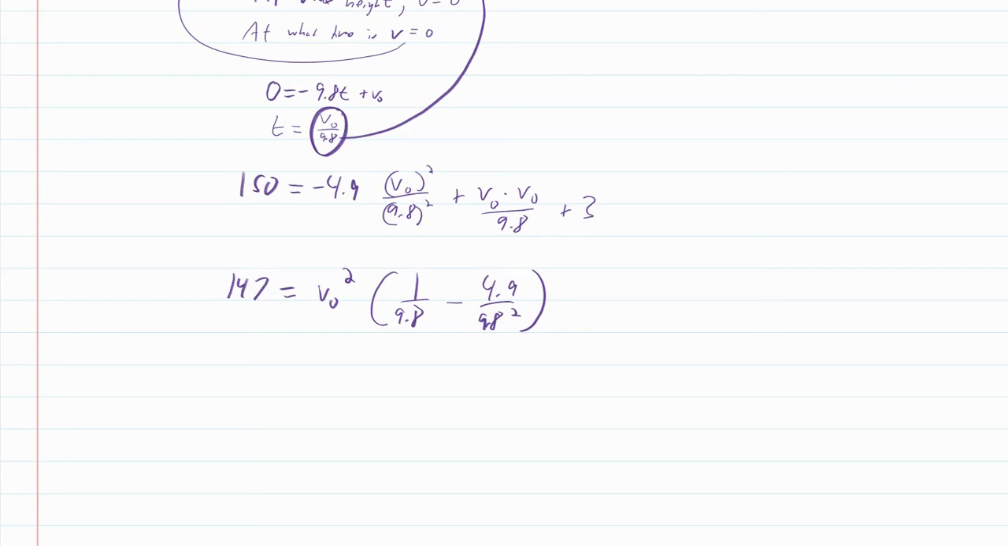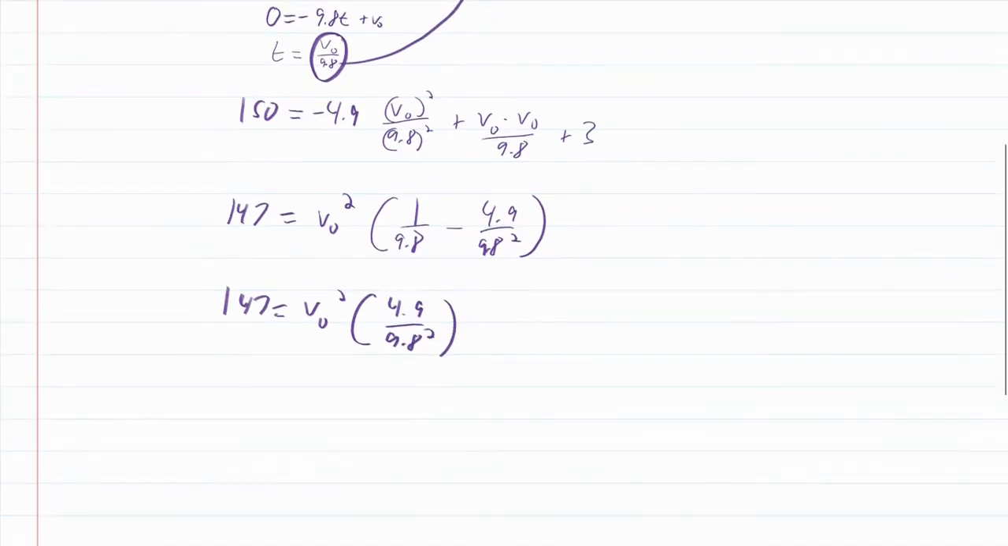Well, we could go a little bit further. If I do a least common denominator of 9.8 squared, I would get v sub 0 squared over, this would be 4.9 over 9.8 squared. And then I could get v sub 0 is equal to 147 times 9.8 squared over 4.9. This would be squared, so that would be all under a square root. That's what you can type into a calculator.